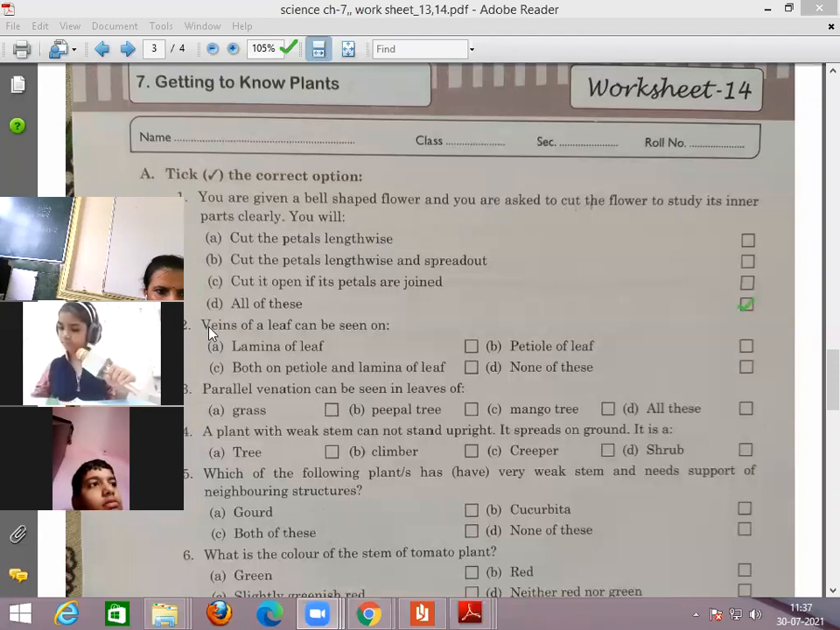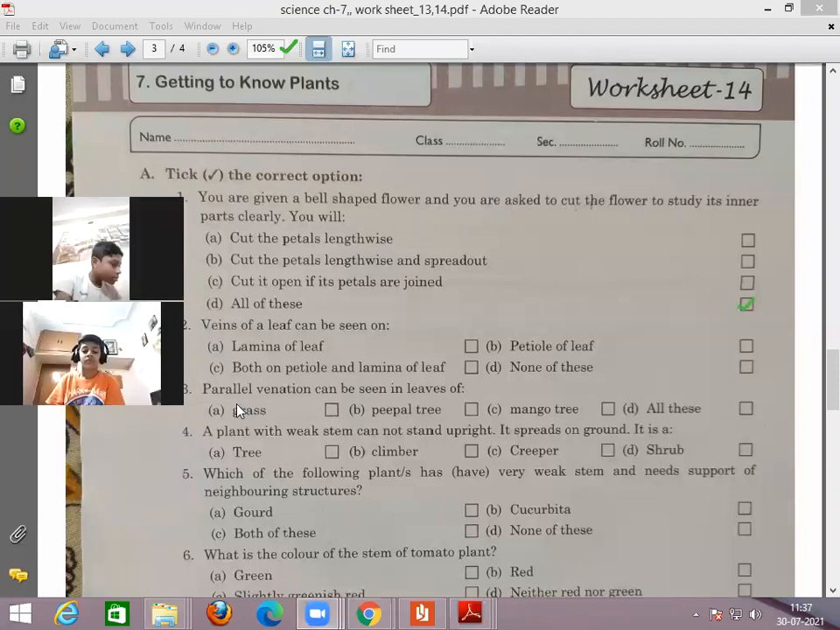Okay. Next comes: the veins of a leaf can be seen on dash part. Yes, Sauravi. Ma'am, the veins of a leaf can be seen on lamina. Yes, lamina. So A part is the right option. Lamina is the flat green portion of the leaf.